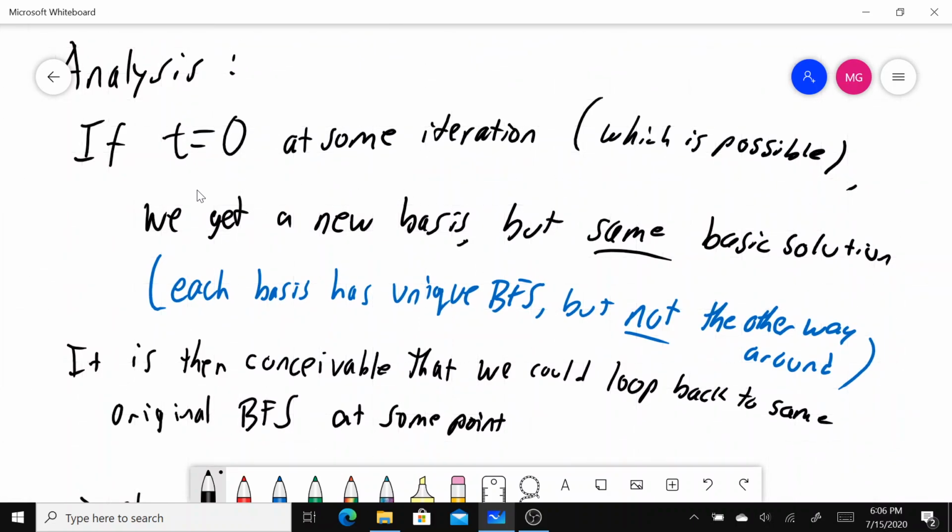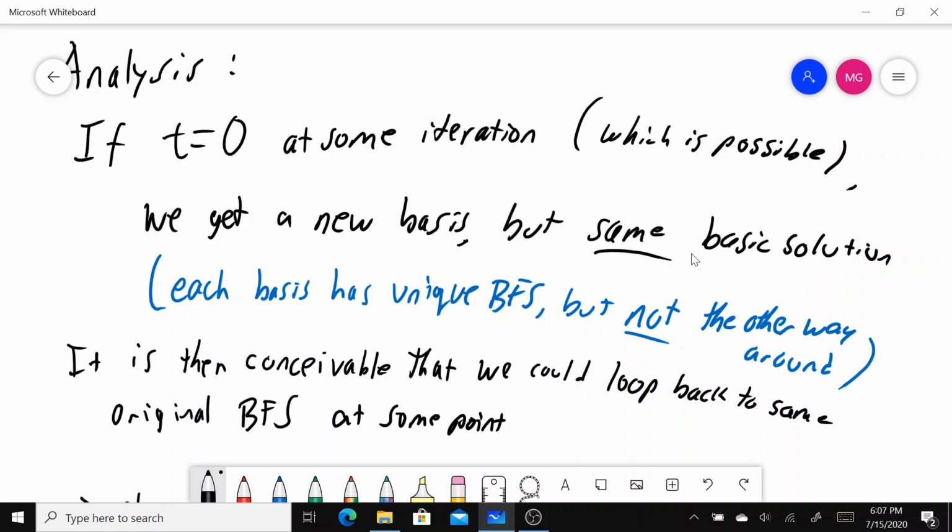And what happens in that case is that you'll get a new basis once you go through the iteration upon doing the exchange and all that. But you're going to end up with the same basic solution. So remember, each basis has a unique basic feasible solution. So if I start with a basis, I can get a single basic feasible solution that's well defined. But it's not the other way around. I can have different bases with the same basic feasible solution. Okay, so that is totally plausible.